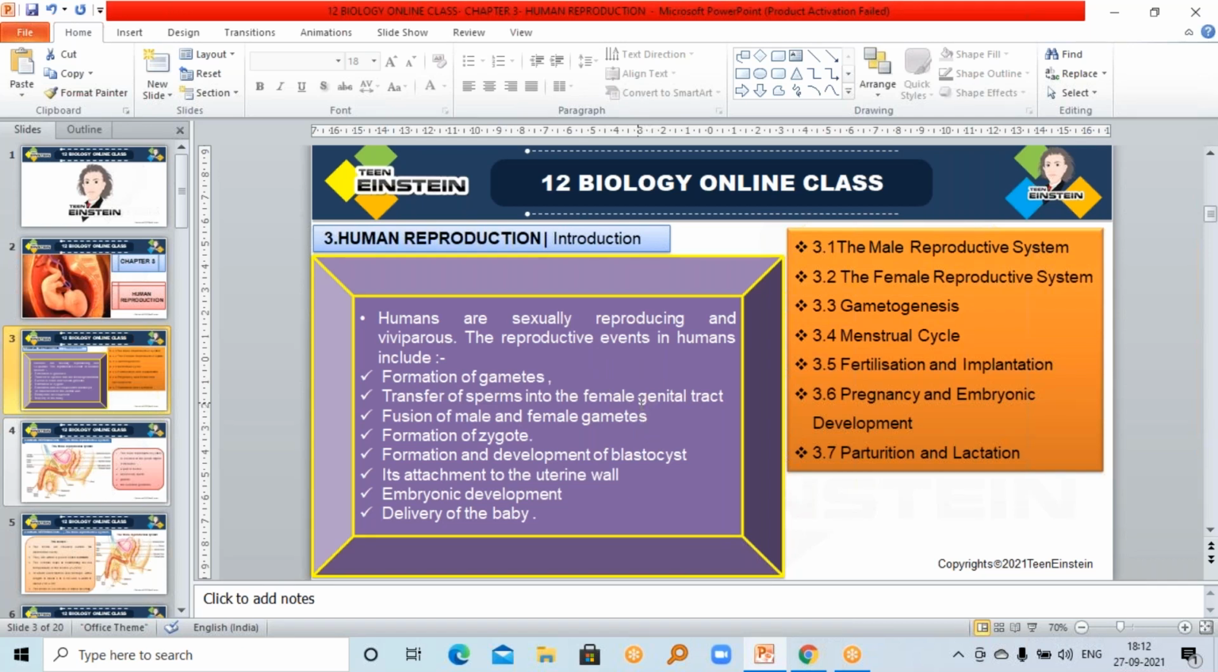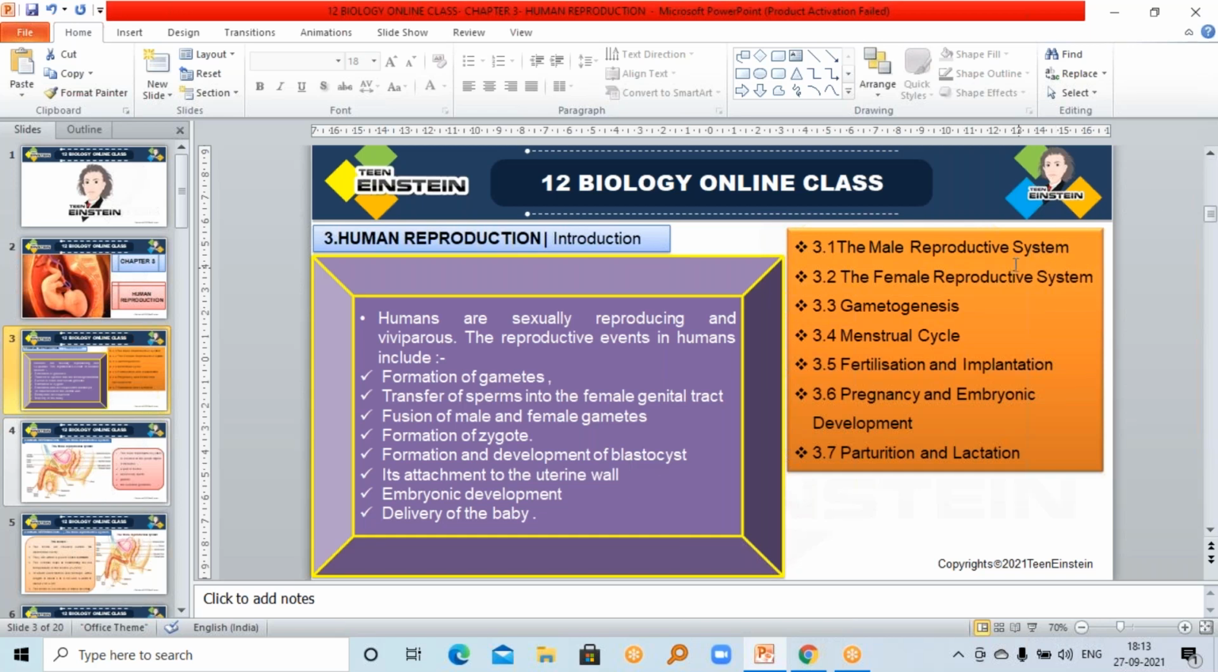In the same way, we learned about reproduction of flowering plants, where there is also fusion. Then the formation of zygote, then formation and development of blastocyst. Next is embryo development and attachment to the uterine wall. Embryonic development we are going to learn, then delivery of the baby. All these things we are going to learn.